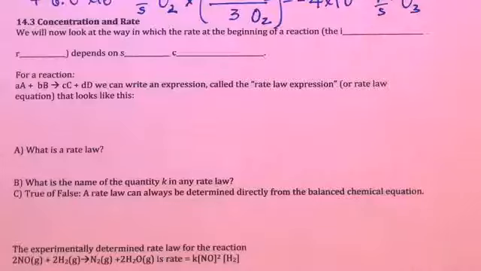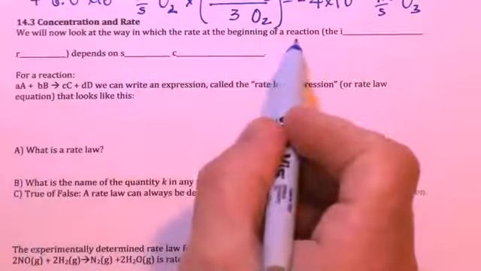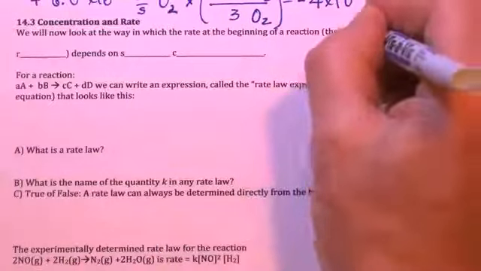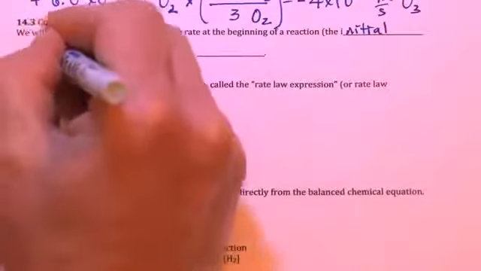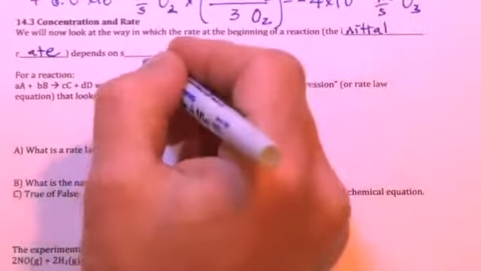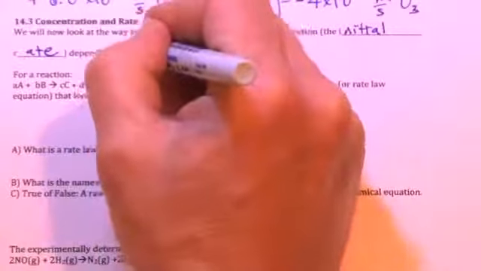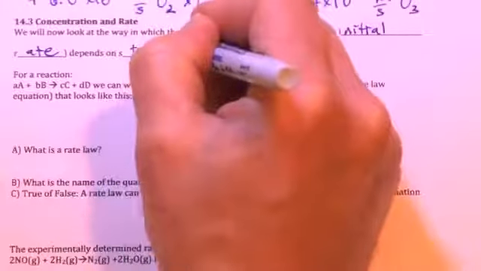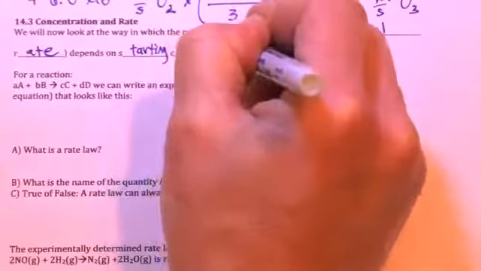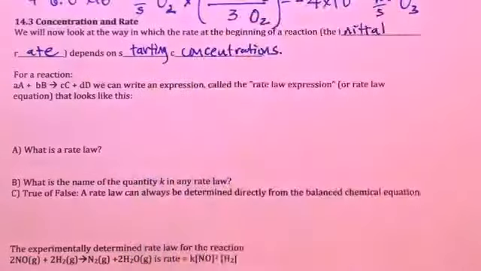One of the ways of studying the effect of concentration on reaction rate is to determine the way in which the rate at the beginning of a reaction depends on starting concentrations. This is known as the initial rate of a reaction. We'll now look at the way in which the rate at the beginning of the reaction, known as the initial rate, depends on the starting concentrations of reactants.